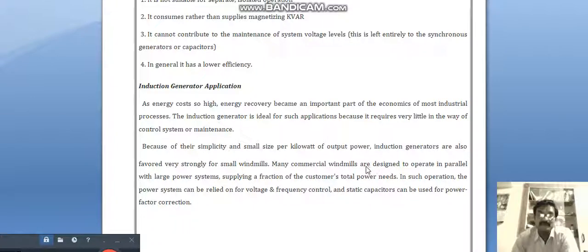Many commercial windmills are designed to operate in parallel with larger power systems, supplying a fraction of the consumer's total power needs. In such operations, the power system can be relied on for voltage and frequency control, and static capacitors can be used for power factor correction.